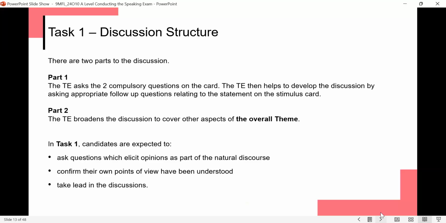Now, the structure of the discussion then. Okay, so just coming back to task 1 now, there are 2 parts to the discussion. So you have to ask the students the 2 compulsory questions on the card. The teacher examiner then helps to develop the discussion by asking appropriate follow-on questions. And in part 2, the teacher examiner broadens the discussion to cover aspects of the overall themes. This is all the stuff that I've talked about already.